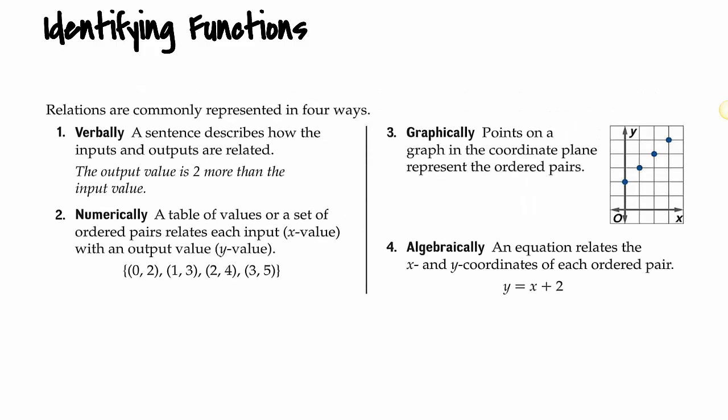Okay? So here's just a few different ways that we can represent relations. Verbally, we could write a sentence that describes how the inputs and outputs are related. Numerically, we could write a list of numbers or create a table of numbers. Graphically, we could plot some points. And then algebraically, we could have an equation that relates those numbers as well.